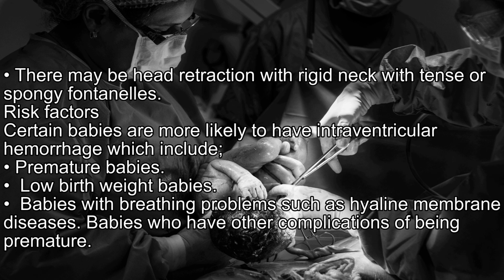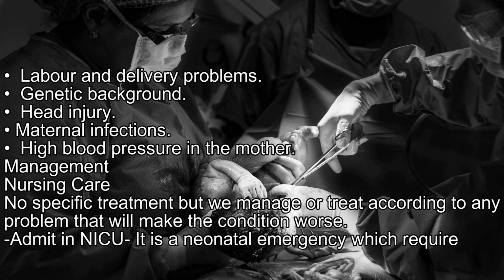Risk factors: certain babies are more likely to have intraventricular hemorrhage, which include premature babies, low birth weight babies, babies with breathing problems such as hyaline membrane disease, babies who have other complications of being premature, labor and delivery problems, genetic background, head injury, maternal infections, and high blood pressure in the mother.